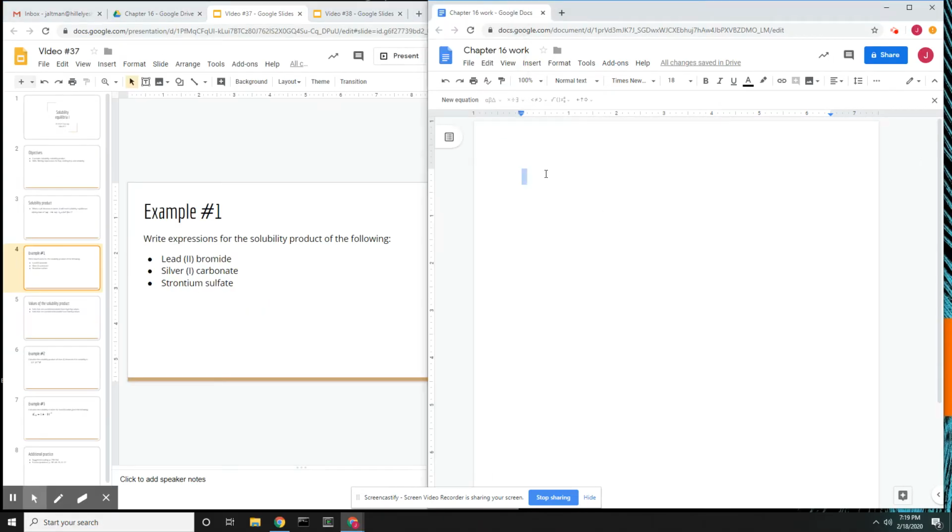Right, I'll work through it. I'm going to write out the dissociation reactions really just to practice. You don't really have to per se, but if you haven't done it in a while, it wouldn't be a bad idea too.